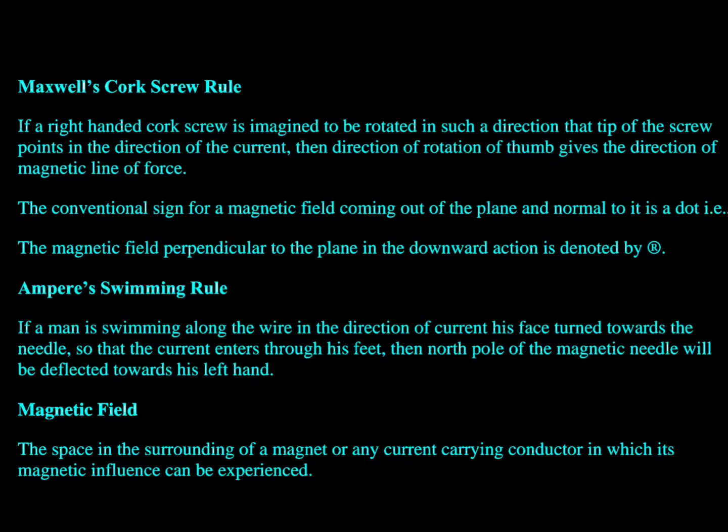Like if we imagine a man is swimming along the wire in the direction of the current, his face turned towards the needle so that the current enters through his feet, then the north pole of the magnetic needle will be deflected towards his left hand. So both these rules are helpful to understand the direction of the magnetic field.